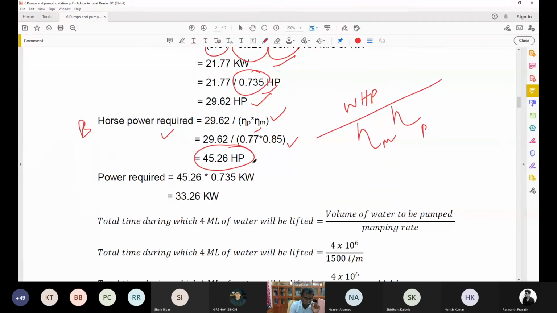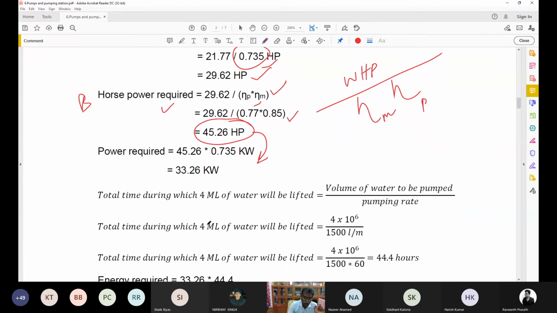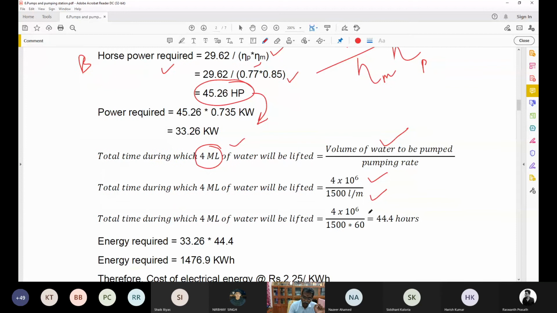Now this HP you have to convert into kilowatt, because the power rate is mentioned as 2.25 per kilowatt hour. Now you have to find out the time required to pump 4 MLD of water. This is 4 MLD of water volume divided by the pumping rate of 1500 liters per minute. So I require 44.4 hours to pump 4 MLD of water.